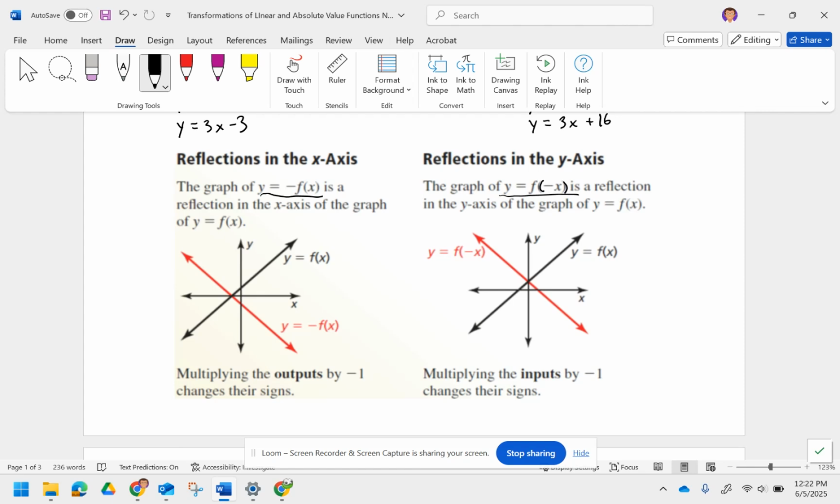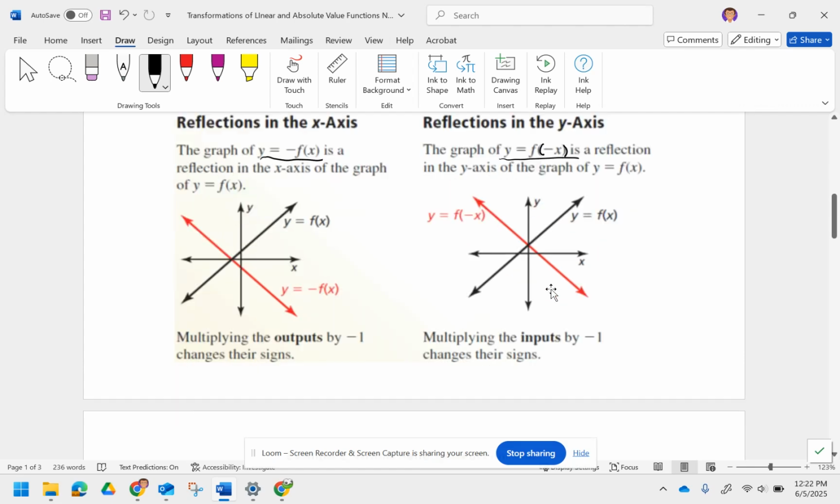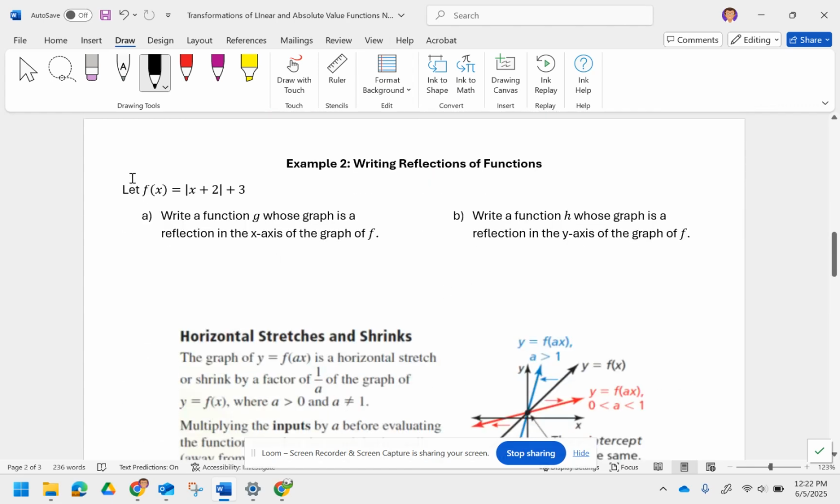That's going to switch where we are in between the y-axis. So this creates the reflection in the y-axis. All right, and now we've got a nice example using some absolute values.